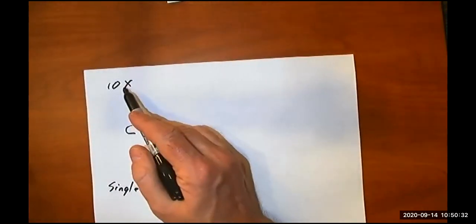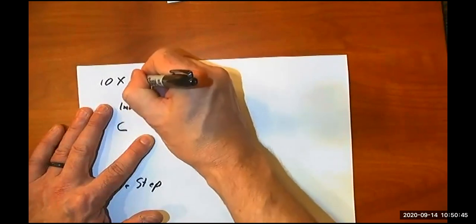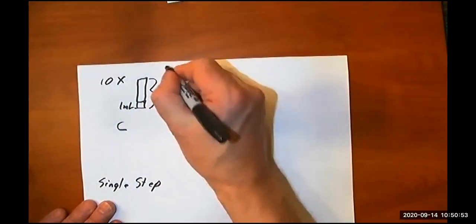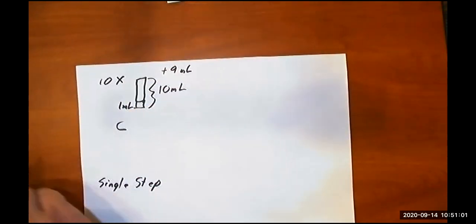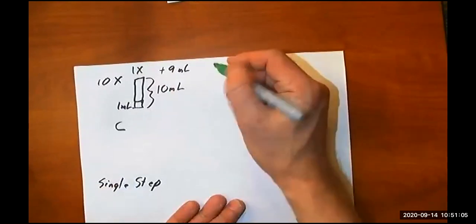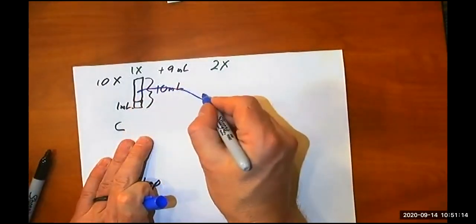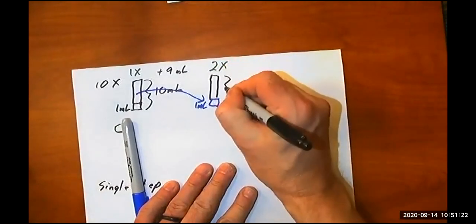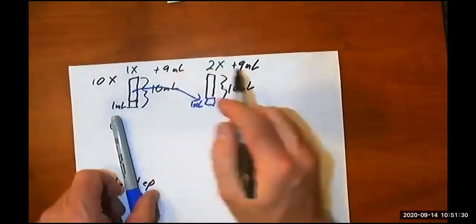Okay, so let's talk about the 10x dilution first. You start with 1 mL. You dilute it to 10 mL. So you have added 9 mL of water in that step. So that is 1x. 2x means we then take 1 mL of this, dilute that to another 10 mL, meaning we have added another 9 mL of water. So we're adding 9 mL at each step.